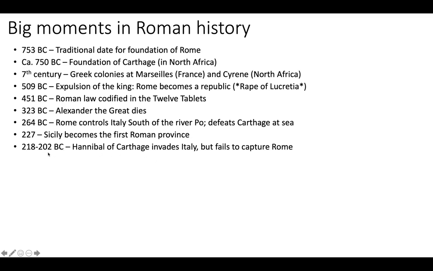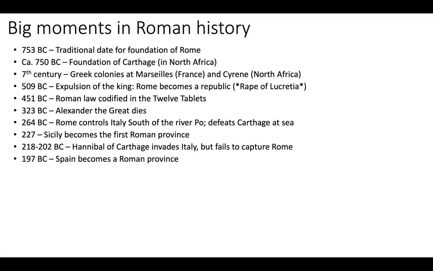This is the attempt to capture Rome, 16 years of warfare, but ultimately Hannibal fails to capture Rome. So this is a very definitive victory for Rome. It kind of establishes their supremacy as a power. It kind of puts Carthage in its place a little bit as secondary to Rome's power.